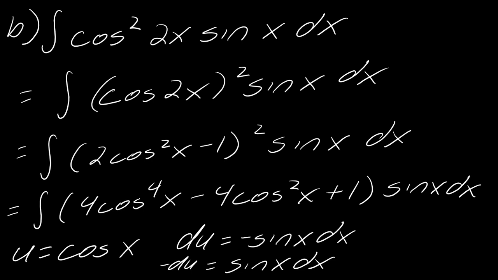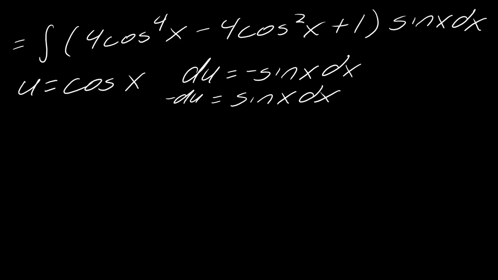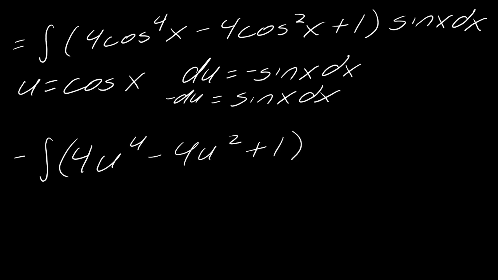So let's clear some space, and let's set up a new integral. I'm going to put that negative for that du right here. And then this will be 4 u to the 4th minus 4u squared plus 1 du. Much easier to integrate, right?